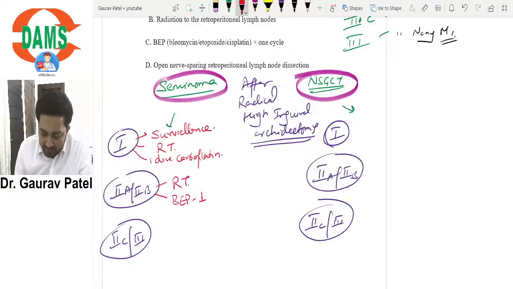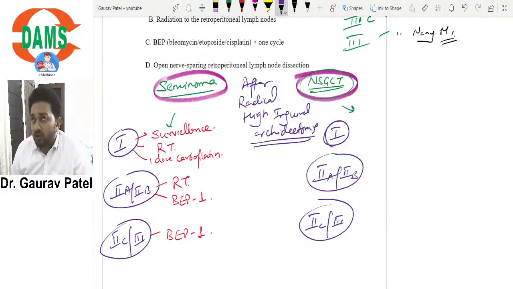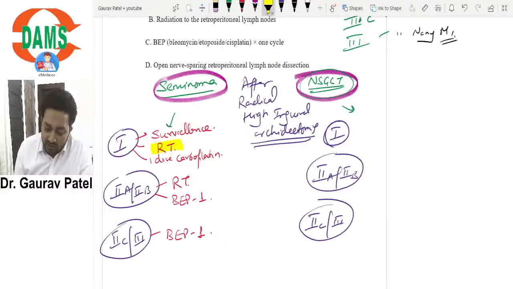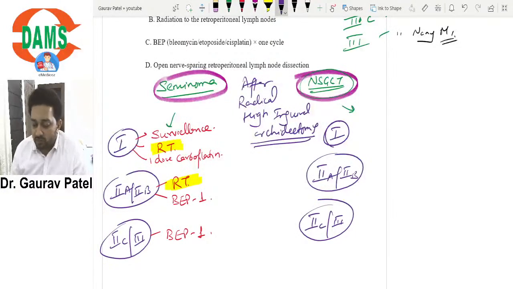BEP is a type of chemotherapy: bleomycin, etoposide, cisplatin. For 2C and 3 you have to give BEP. Now you see the treatment of non-seminomatous is, as I told you, basically what you are doing with the lymph node, because seminoma is radiosensitive. So instead of radiation, in this case it will be surgical removal of the lymph nodes.